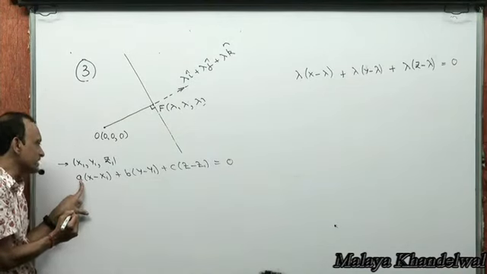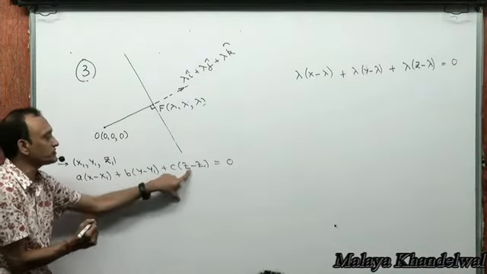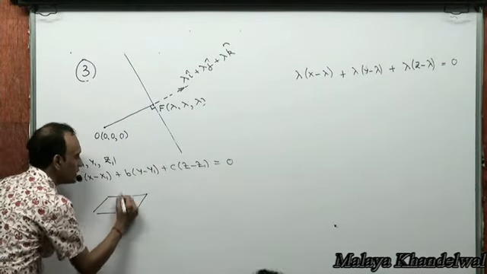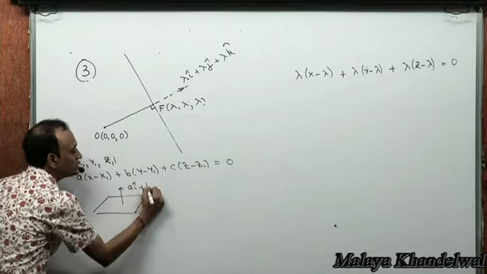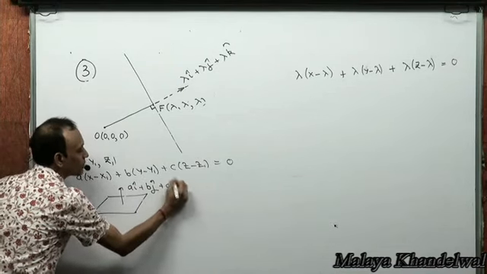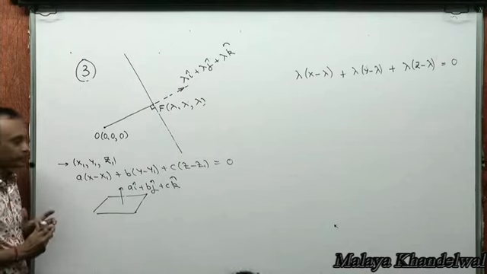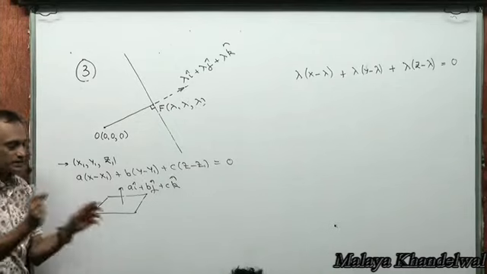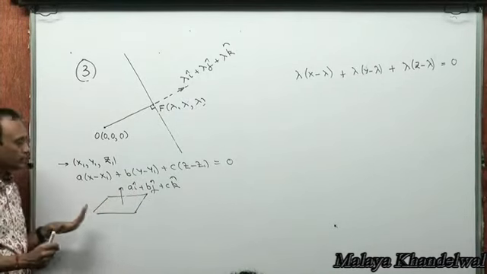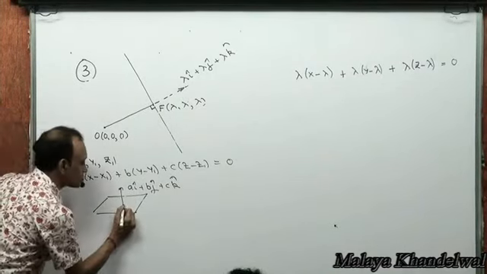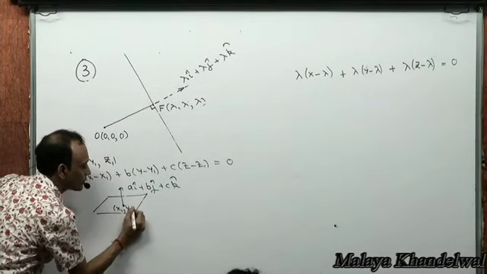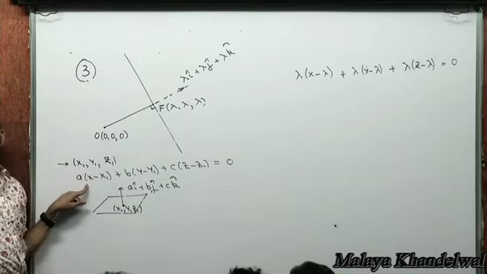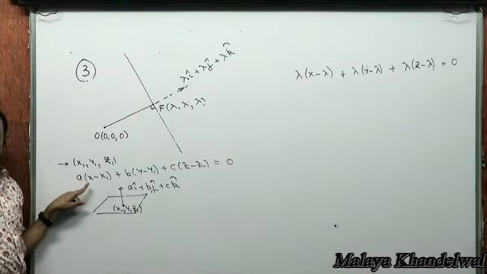And what's the coefficient of x? A. What's the coefficient of y? B. What's the coefficient of z? C. That means the normal to this plane will always be A i cap plus B j cap plus C k cap. Right? So, if ABC represents the normal to the plane, then a plane passing through x1, y1, z1 with normal A i cap plus B j cap plus C k cap is this plane. Is this plane? Yes or no?